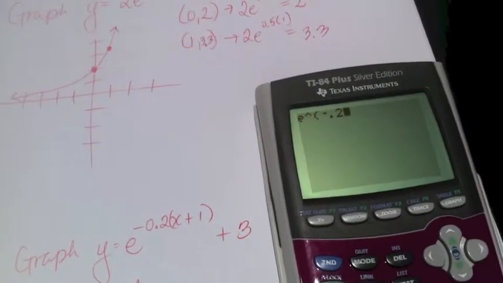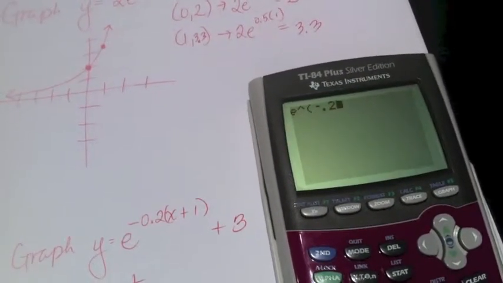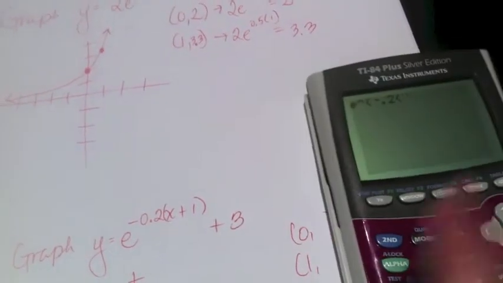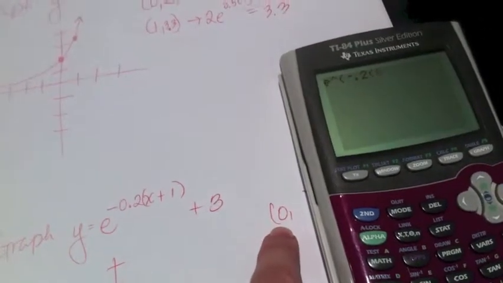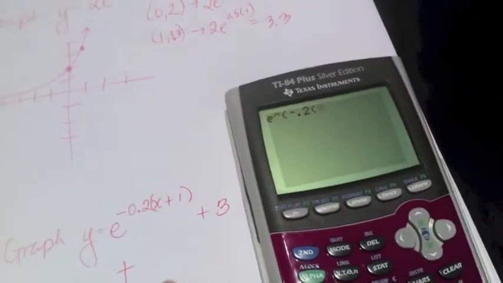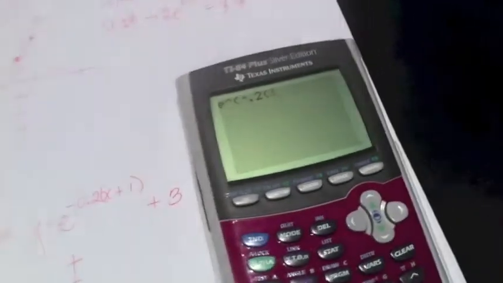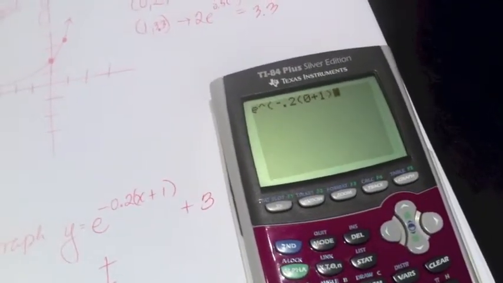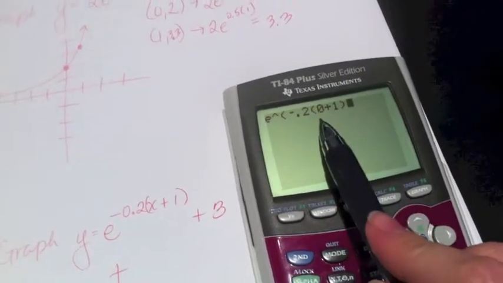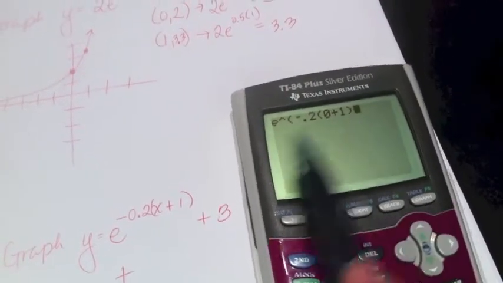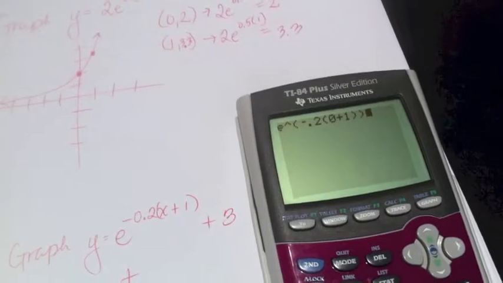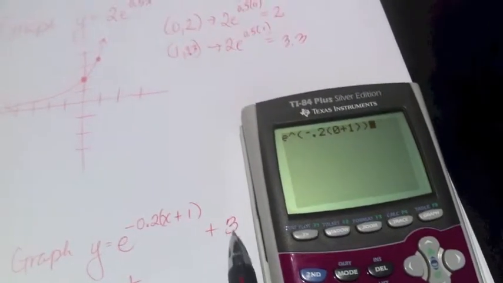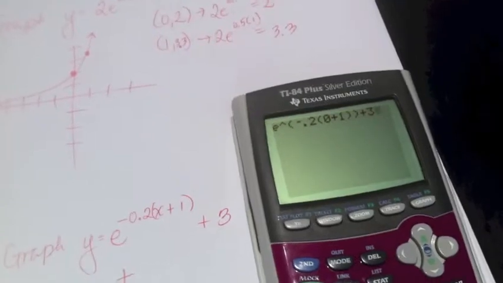Now, it's times x plus 1. So I'm going to do parentheses. Remember, I'm plugging in 0 and 1. So 0 and 1. I'm going to start by putting the 0. But remember, it's 0 plus 1. So I'm going to do 0 plus 1. And then I'm going to close parentheses. But notice, the parentheses are only around 0 plus 1. This whole thing is an exponent. So I need to close the parentheses around the exponent. So that's why I have that second parentheses. And then the plus 3 is on the outside. So it's plus 3 like that. So we'll say 3.8.